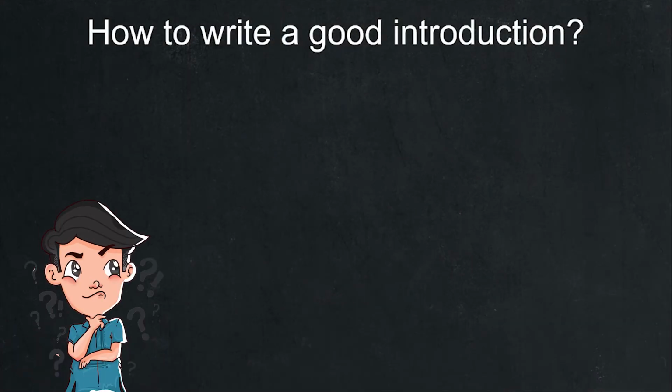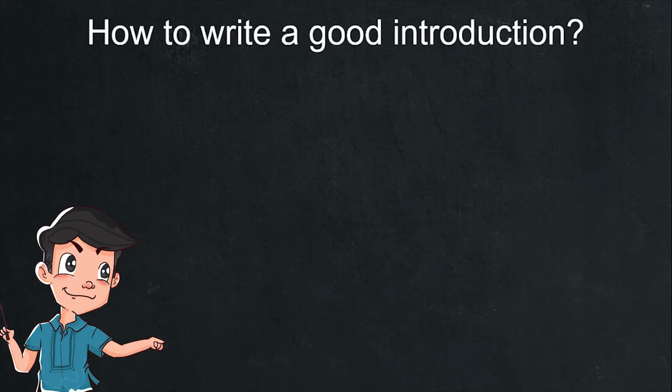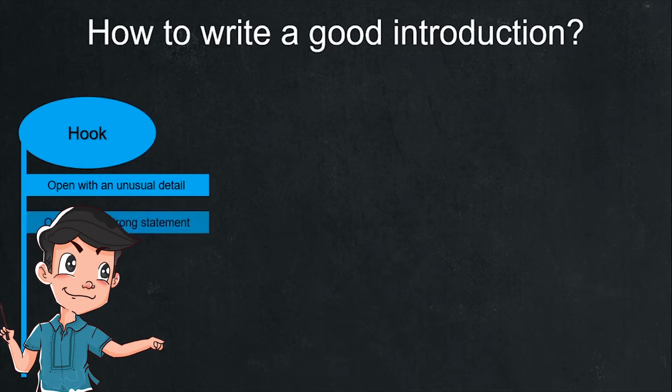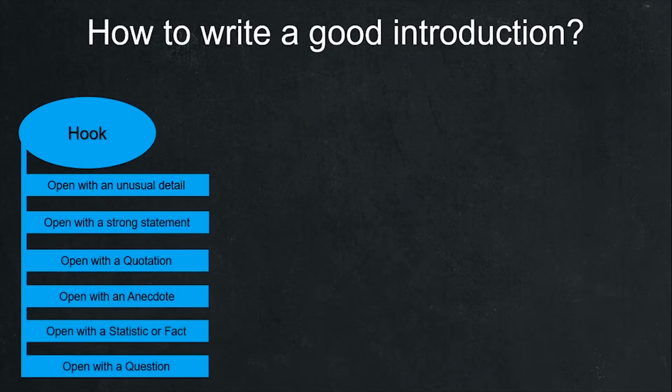So how can we then make a good introduction? There are three main parts of an introduction, first of which is the hook. The hook is the attention grabber of your entire essay. You can hook the attention of your readers by using one of these techniques. Open with an unusual detail, open with a strong statement, open with a quotation, open with an anecdote, open with a statistic or fact, or opening with a question, also known as rhetorical question.